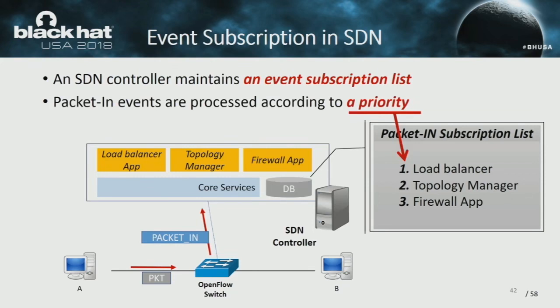And subscriptions have their own priority. So the higher the priority, the faster the reception of a message. In this example, the load balance app is ranked as the top priority, so it can receive the packet-in message from the controller first. And after processing the message, the load balance app can hand it over to the next application, as you can see here. But what if we can manipulate this subscription list?